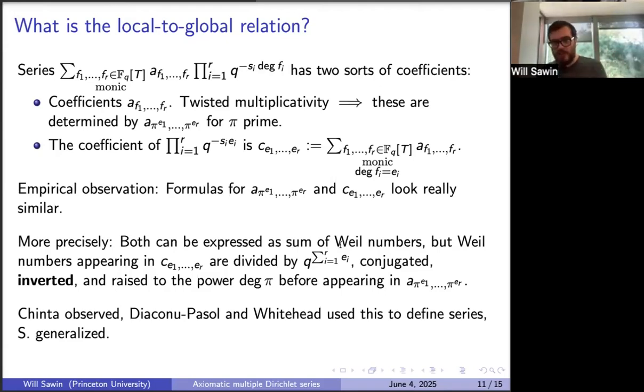But they were only able to do this in the case of quadratic characters, and then only able to prove it exists in certain subsets of that. But a few years ago, I worked out how to make this construction, how to define it, write down the axioms, and show that there actually exist unique things satisfying the axioms in general.